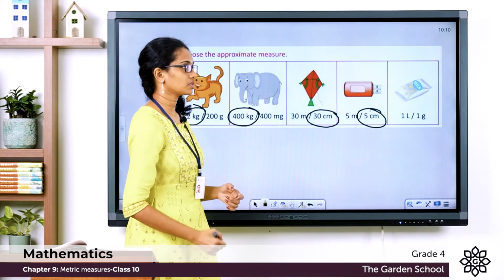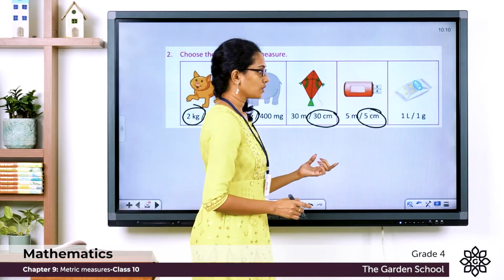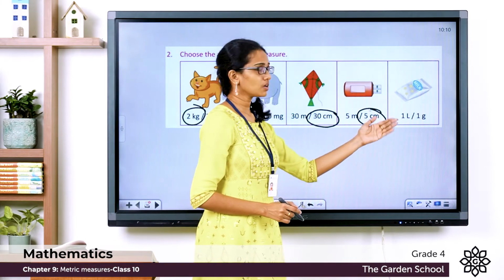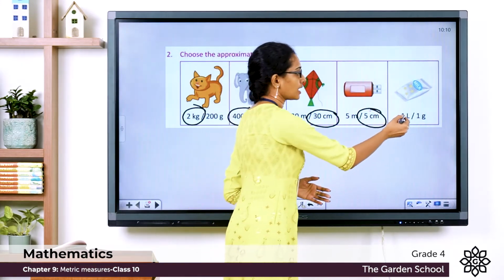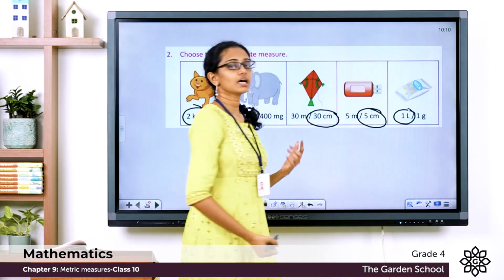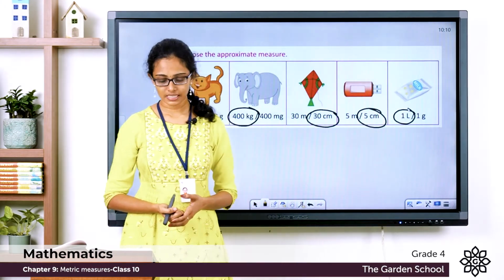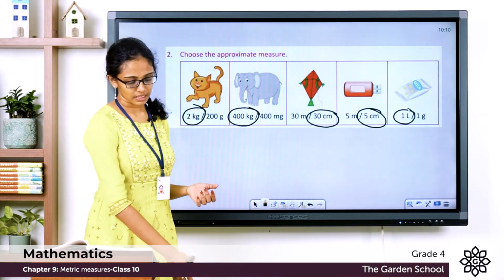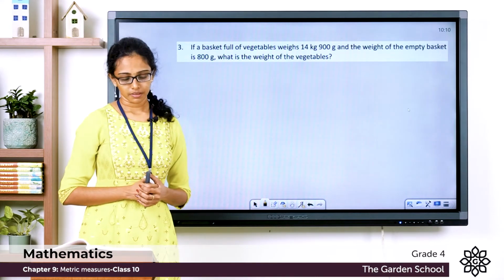Now the last one, there you can see a packet of milk. Would it have a capacity of 1 liter or just 1 gram? It would have a capacity of 1 liter. So I hope these questions are clear to you. Let's move on to the third question. We have a word problem here.